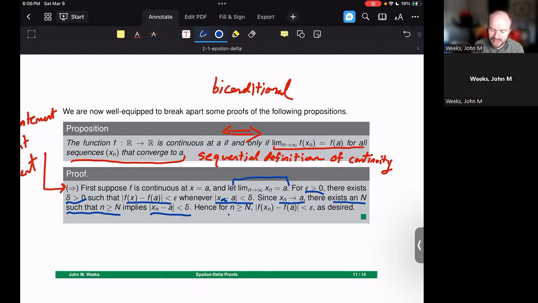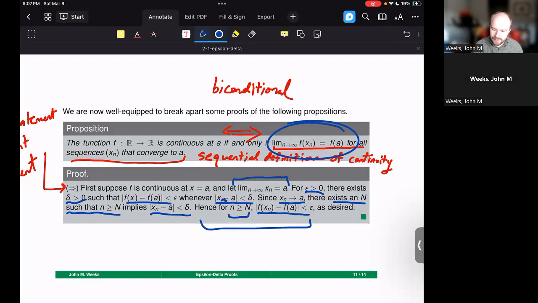So for any value of n greater than or equal to big N, I'm going to get that the distance between f of x sub n and f of a is less than epsilon. We look at this last part of the sentence and notice that that is exactly the definition of the sequence f of x sub n converging to f of a. So that's exactly what we want.